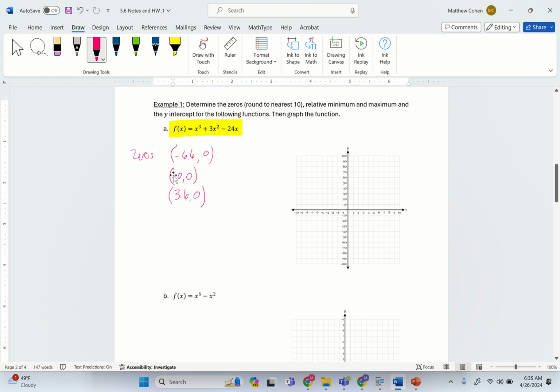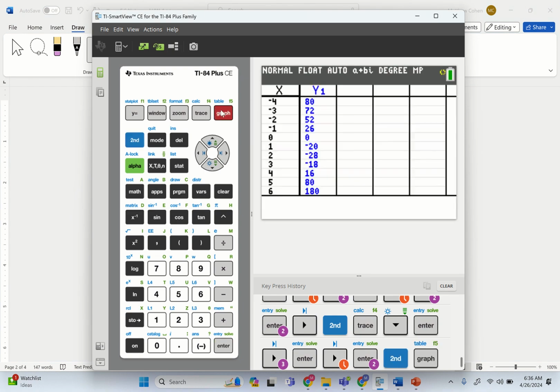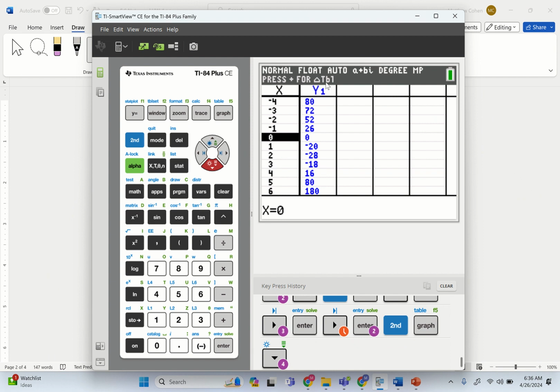Then we would plot these points on our graph. So negative 6.6 and 0 is right around here. (0, 0) is at the origin. And (3.6, 0) is right around here. Now for our y-intercept, that's when x is 0. So right here, we already know that it's 0. But you can determine that using the calculator if you go to your table. If I go to second graph, my y-intercept is what is y when x is 0. So you just look at x is 0, y is 0.